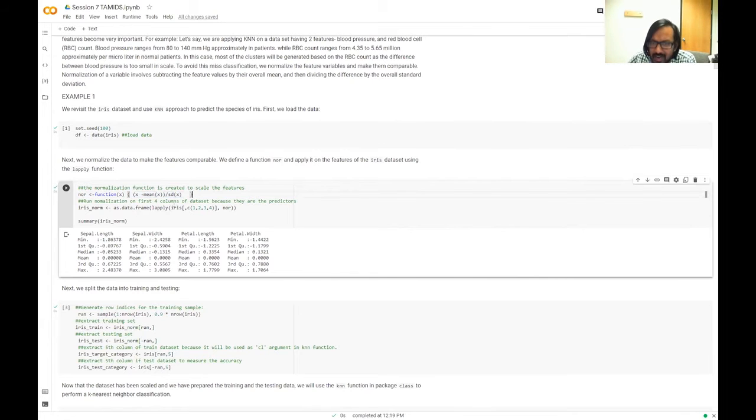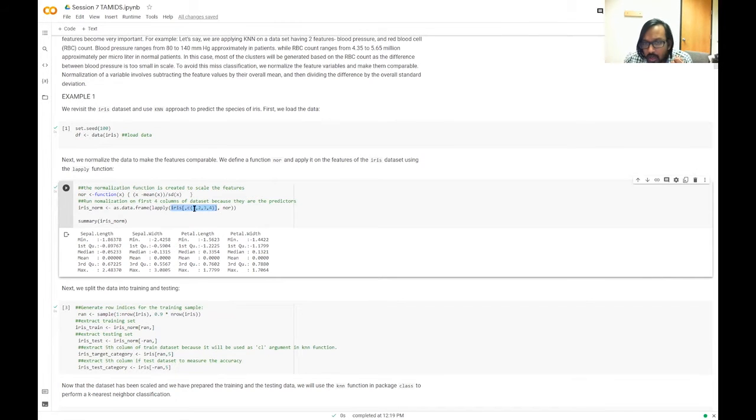So we take the IRIS data. Remember that we don't need to load the IRIS data. It's already loaded in R. And we take the first 4 columns, because remember that the 5th column is the response, that means the species. The lapply function applies the function NOR to each of the columns of IRIS. That's the function of the lapply.